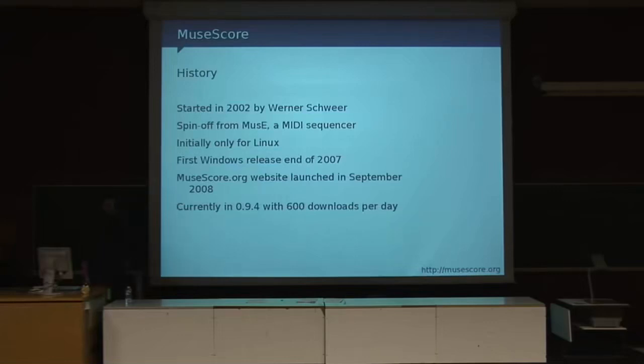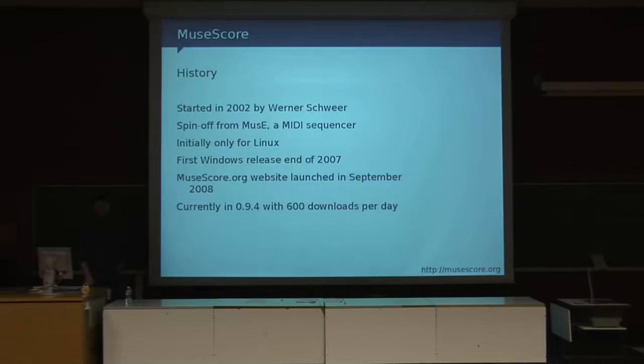Now, initially it was only for Linux, and the port was only available at the end of 2007. Also, by the end of 2007, the 0.9 release was made, and since then it was quite stable and quite usable for end users who were just looking for a good notation program. By that time we had around 50 downloads per day, which wasn't bad, knowing that there was zero marketing around it.